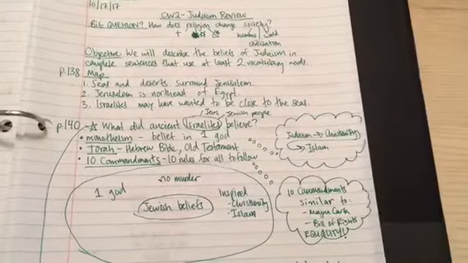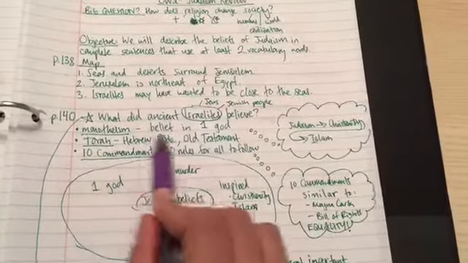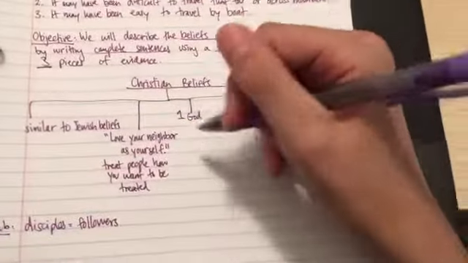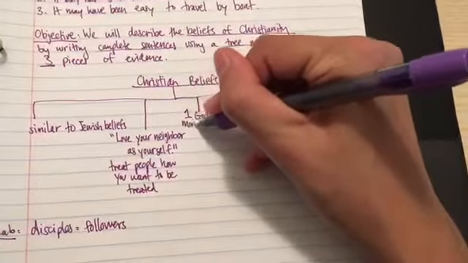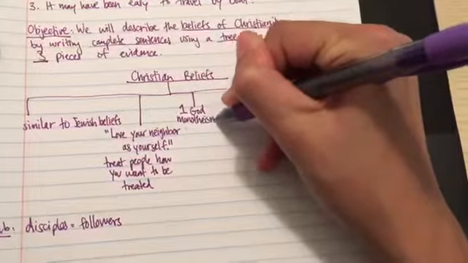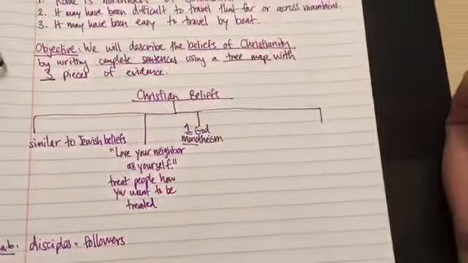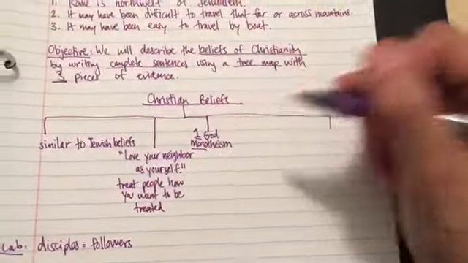Okay, hopefully by now you found that our vocabulary word monotheism means a belief in one God. So here we can write one God means that they believed in monotheism. Mono equals one. So they believe in one God.